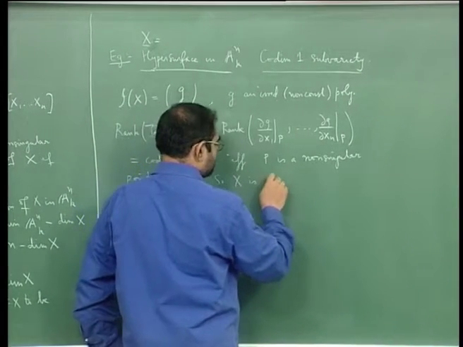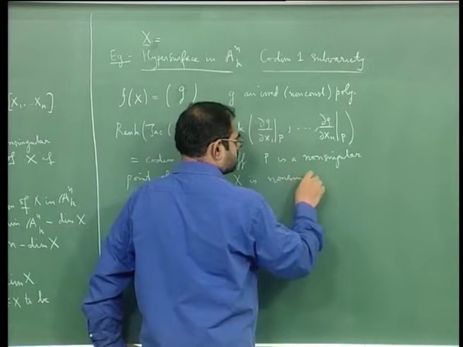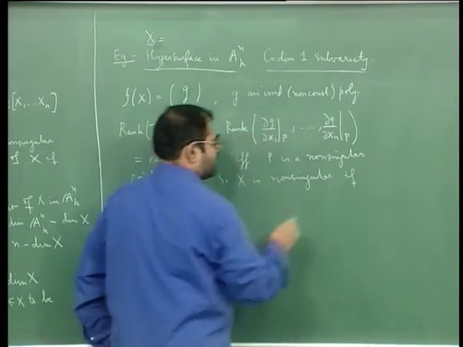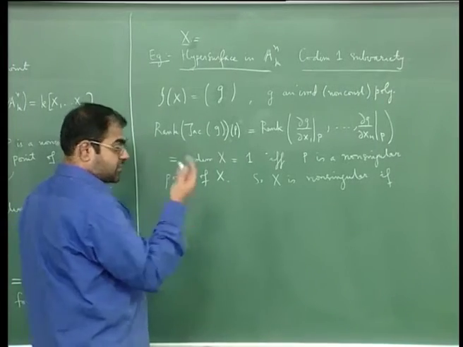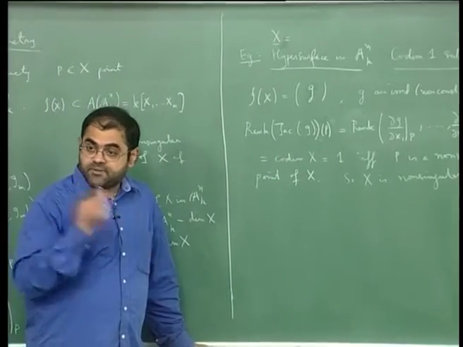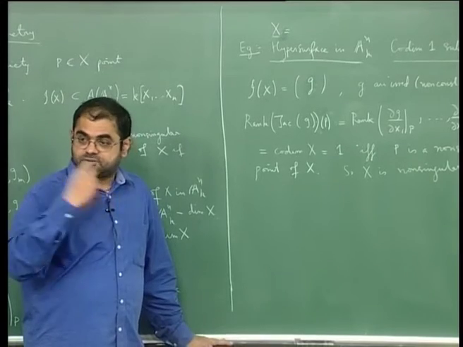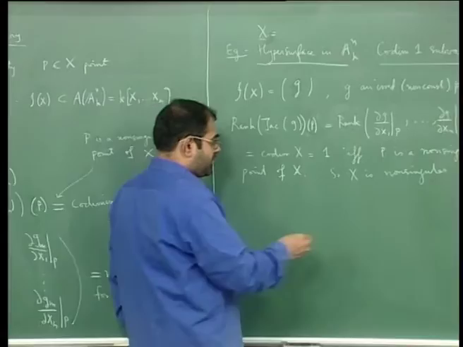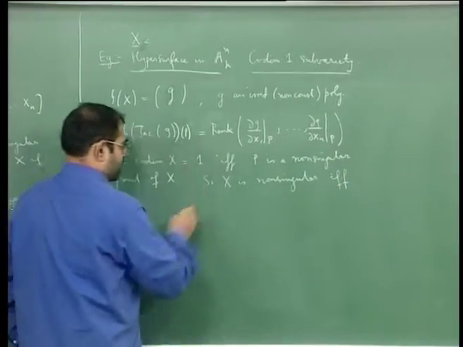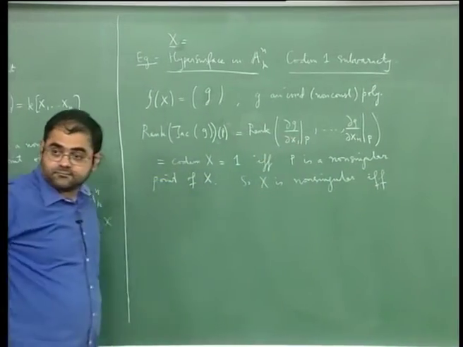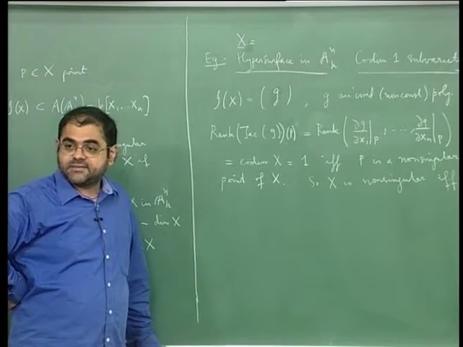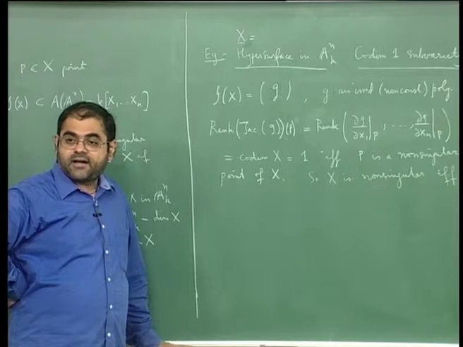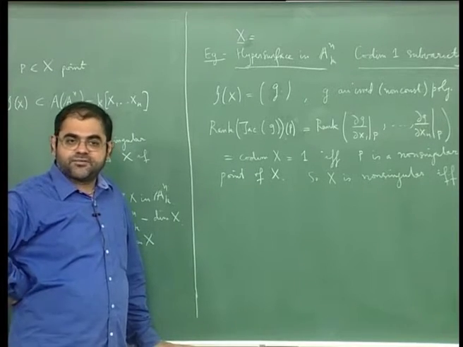So X is non-singular if, so X is non-singular means that every point of X is non-singular, that is what it means. So X is non-singular if and only if the rank of this is always 1, and that means that given any point at least one of the partial derivatives should not vanish.